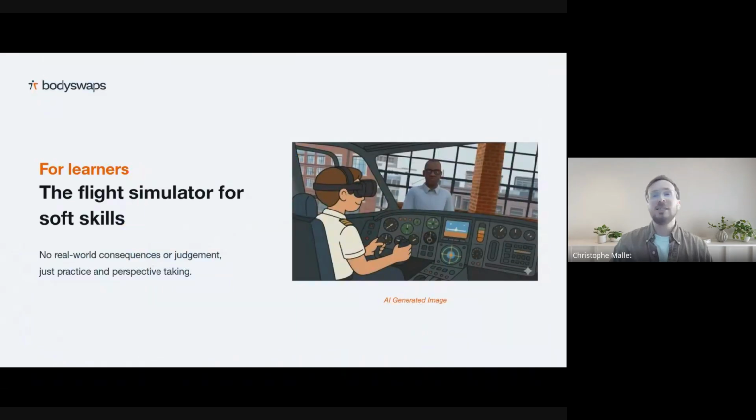So what did we do with it? Taking a step back, there are two ways to look at Bodyswaps. There's a value proposition for learners and one for educators. For learners, if you need to discuss with colleagues or senior leadership, what does Bodyswaps do? The easiest analogy is it's a flight simulator for soft skills. It allows your students to immerse themselves in simulated dangerous soft skills situations, to have interactions without any judgment, and to take perspective on the performance.